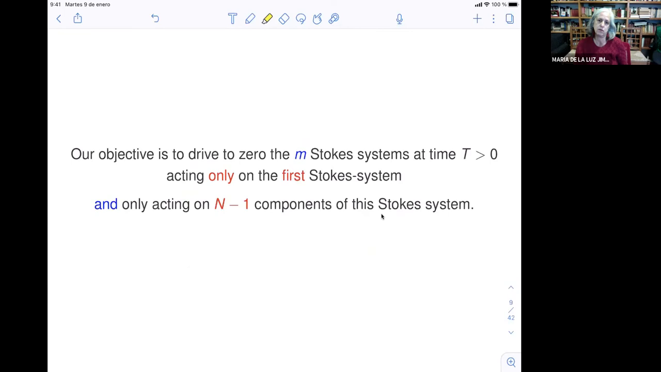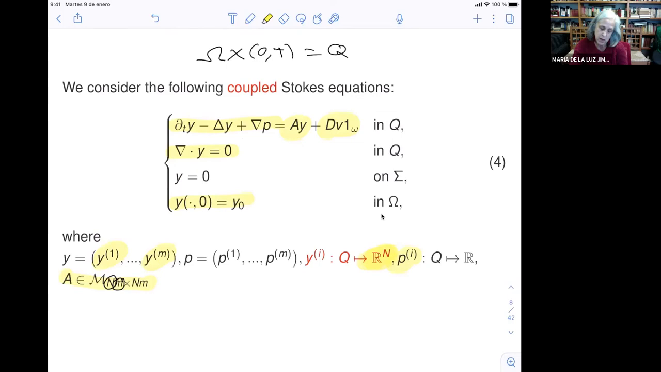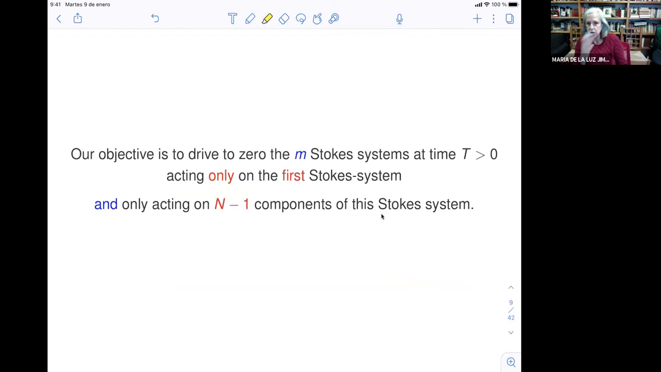So D is not anyone, it's a particular matrix. So it's going to be a vector (1, 0, 0, 0). Okay, so it's more or less similar to the one I put for the ODE. And I want more, I want to act in the first Stokes system, but only with n minus one components of these Stokes systems. So if we are in R^2, for example, I will control only with one component, with one control, all the components, so 2m equations. Okay, so this is part of the difficulties I will face.